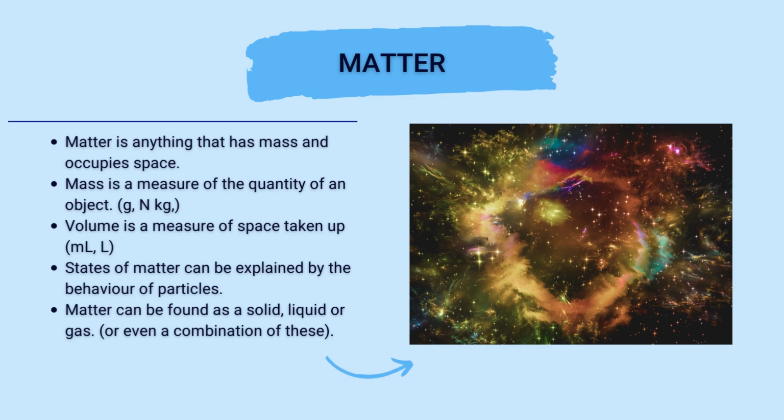The states of matter, whether solid, liquid, or gas, can be explained by the behavior of particles. When particles are tightly packed and have a fixed shape, matter exists as a solid. When particles are loosely packed and can move around, matter exists as a liquid. And when particles have lots of space and are able to move freely, matter exists as a gas. Matter can also exist in a combination of these states, such as a solid-liquid mixture or a gas-liquid mixture.